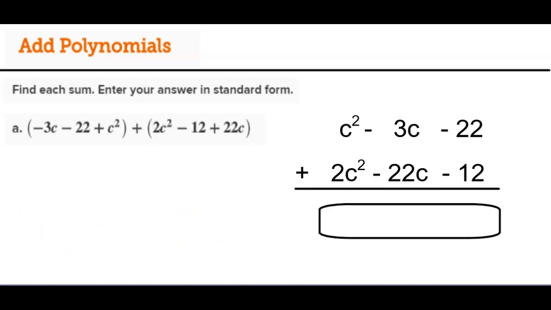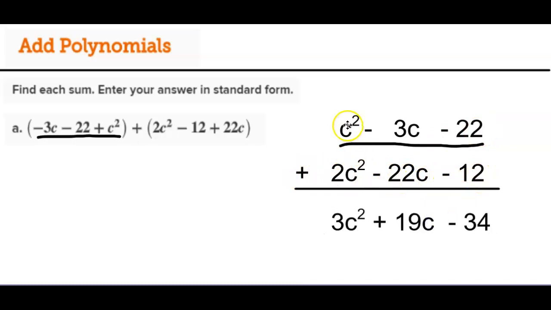But so here, if we were to take this, write it in standard form, that's how I got this c squared minus 3c minus 22. So I'm just taking this and writing it in standard form over here, and then also writing this second term, part of our addition expression right here. So here we would just be adding c squared plus 2c squared, and then we have this negative 3c plus negative 22c, and then we have negative 22 plus a negative 12.